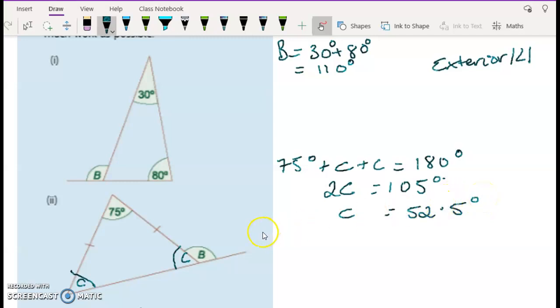Okay, so that means that C is equal to 52.5 degrees, and so B is going to be equal to 75 plus 52.5 degrees. And let me get my calculator. Okay, and that is 127.5 degrees.